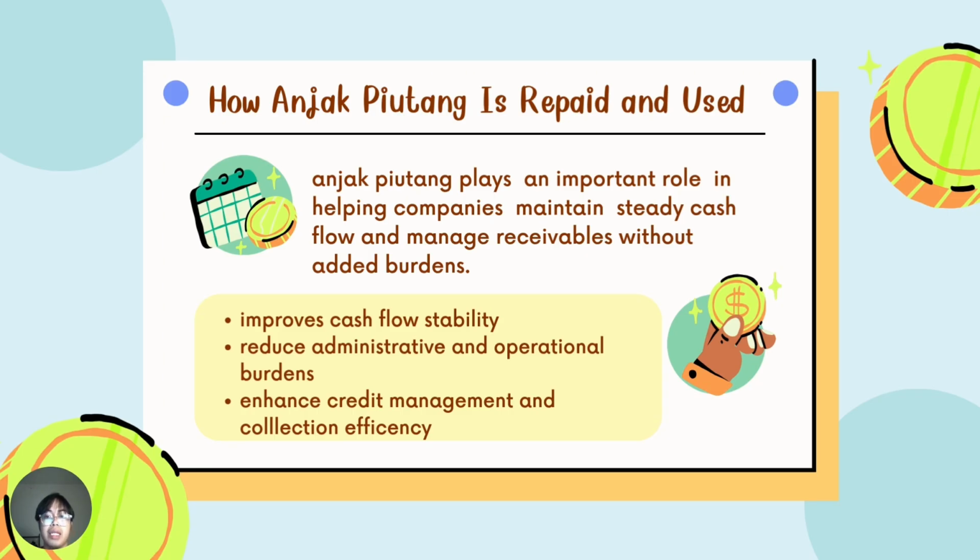How is anjak piutang paid and used? Anjak piutang is paid through collections made by the factoring company from the debtor when the receivable matures. The seller company receives immediate cash, minus a fee or discount, from the factoring company at the time of sale of the receivables. The immediate liquidity is generally used to fund working capital needs, cover operational expenses, or invest in business growth without waiting for normal payment terms. The factoring company's role includes debt collection, debt control, and sometimes credit risk assessment, based on the agreement type.